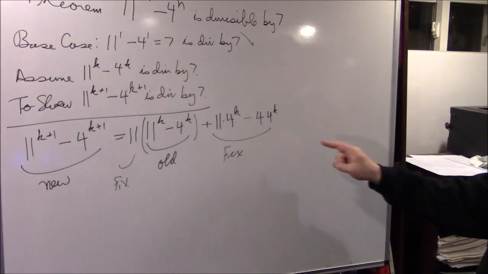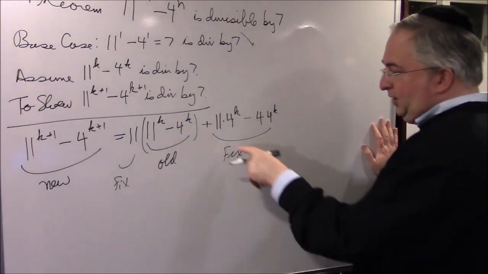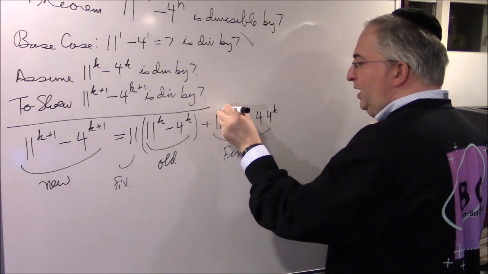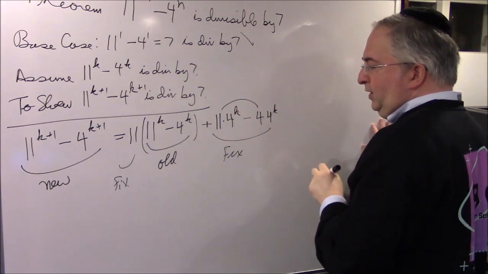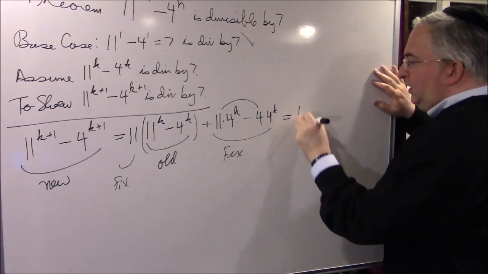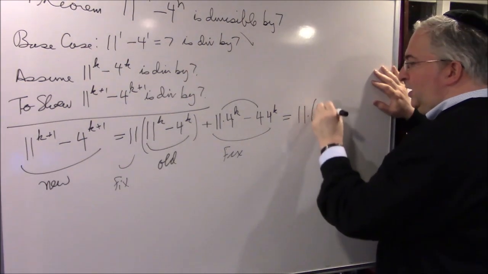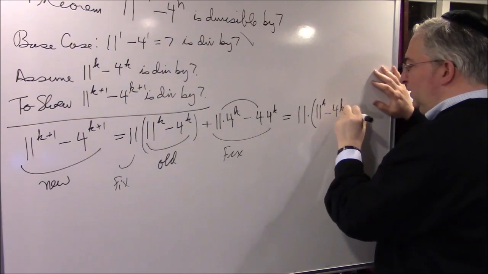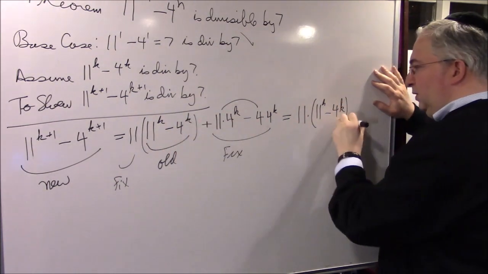Now, I'm just going to write this a funny way. I wrote it like this because I wanted to write this a nice way. This is 11 minus 4 over here. So let's write this as follows. 11 times 11 to the k minus 4 to the k. I'm just rewriting that.